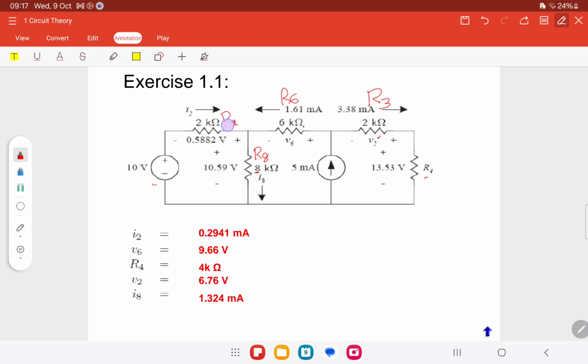I2 dekat sini. Alright. So for this one, I8. How many loops do we have here? 3 loops kan? So we can make it 1 loop, second loop, third loop.